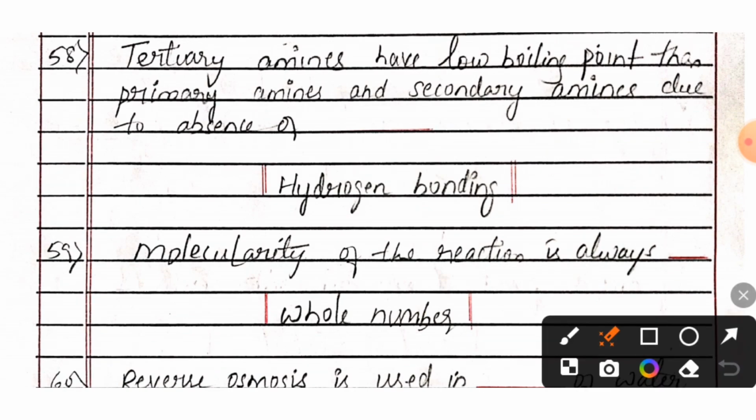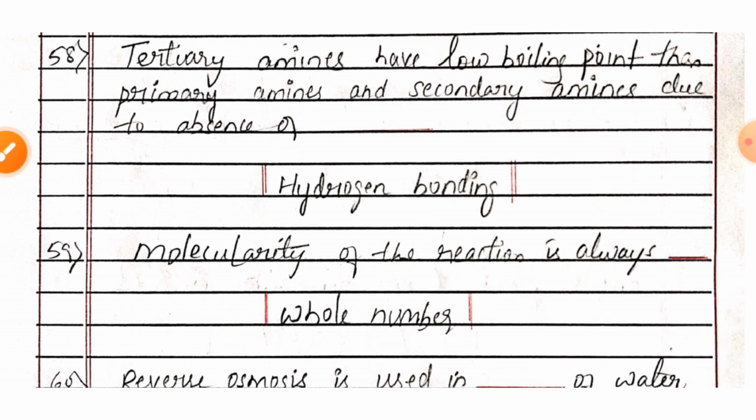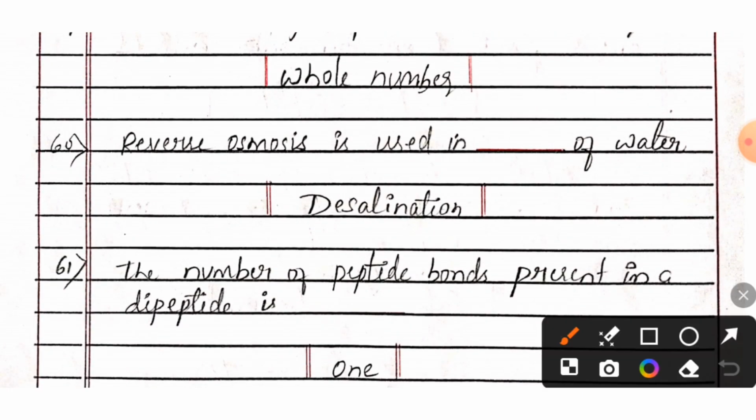Tertiary amines have low boiling point than primary amines and secondary amines due to the absence of hydrogen bonding. Molecularity of the reaction is always whole number. Reverse osmosis is used in desalination of water. The number of peptide bonds present in a dipeptide is 1.